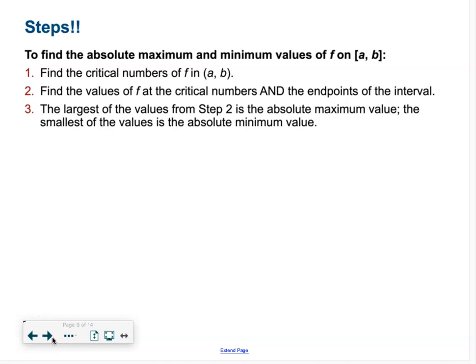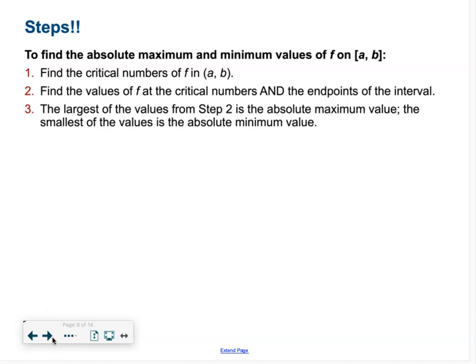So to find the absolute max and min, please follow these steps. Don't do your own thing. This is one of those times where I'm just going to ask you, please be a sheep. Step 1, find the critical numbers. Step 2, plug the critical numbers and the endpoints into your function. Step 3, the biggest number is your max, the smallest number is your min. That's all there is to it. Find the critical numbers, plug the critical numbers and the endpoints into your original function, write your answer. The biggest is your max, the smallest is your min.